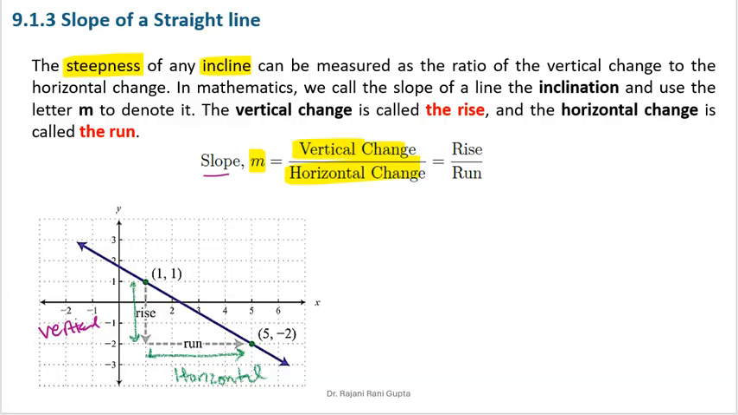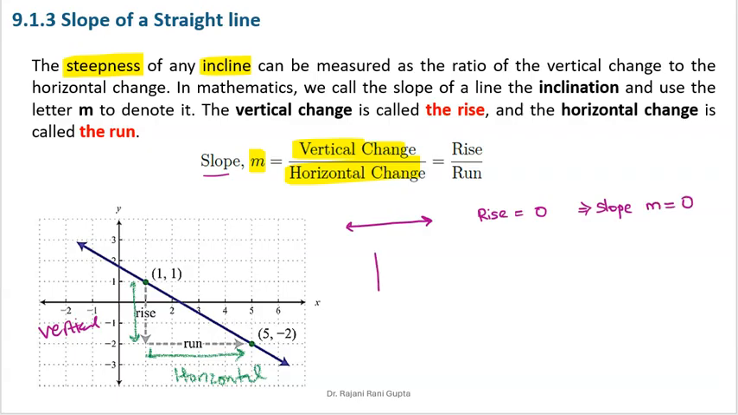What you can notice here is that if your line is just a horizontal line, if you have only this line, what is the rise? Rise is 0 as there is no change vertically. So in this case the slope m becomes 0.